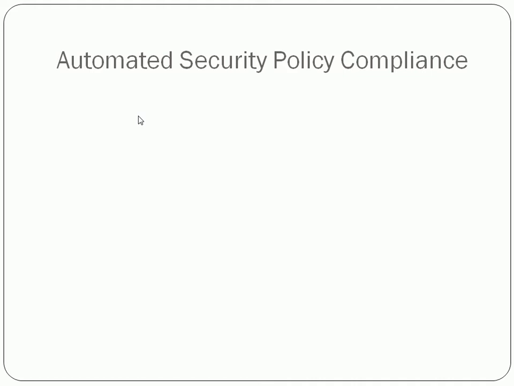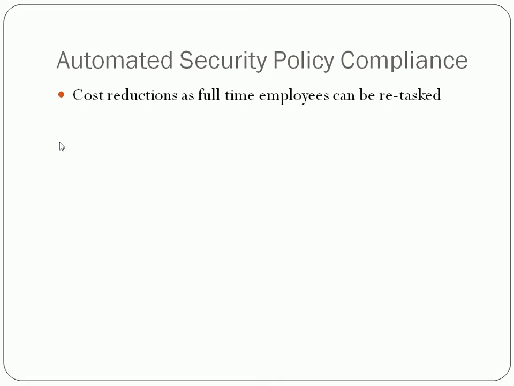So there's automated systems that you can put in place to manage this. In our book, they talk about some benefits to using automated security policy compliance. The first thing they talk about is cost reductions. Full-time employees can be retasked to other things if you don't have to waste your time doing compliance auditing and all that stuff. It frees people up to do something else. It's a pretty obvious benefit.